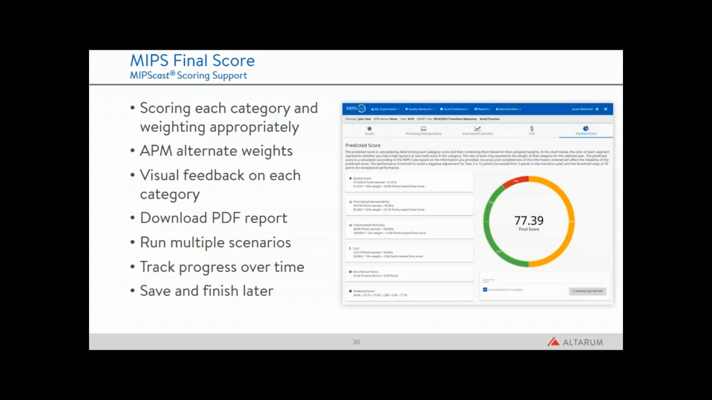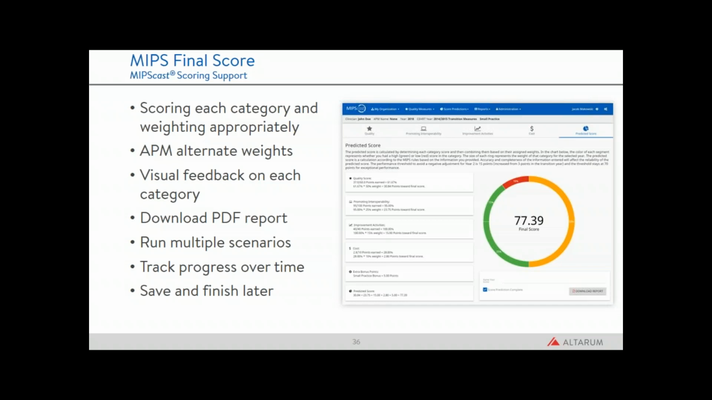So in MIPScast, we score each category and weight them appropriately. This is also based on your APM participation selected, so we have those alternate weights built in there. We provide you visual feedback in each category, so there is some numerical scoring that we provide and also some color coding to indicate where you're performing well and maybe where you're not performing so well, so you know where to focus. You can download PDF reports of these scores, including a lot of detail about each of the categories, so that you can access that information without logging into the application. So save that to your computer and then you can access it anytime.